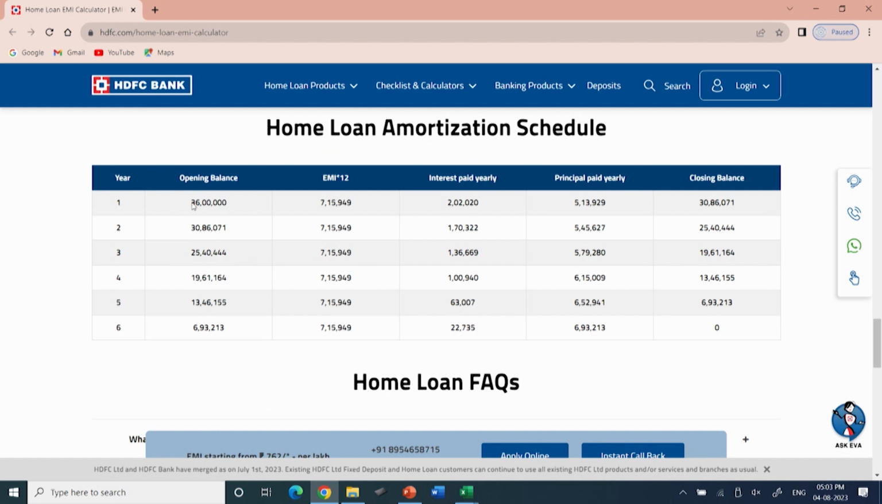So, the initial investment was 36 lakhs. The annual EMI that I would be paying would be around 7,15,949 rupees. And out of this, in the initial few years, I would be paying a good amount of interest. So, out of this 7 lakh that I pay, the interest would account for around 2 lakh rupees, and 5 lakh rupees would be the principal payment. And this interest would keep on reducing in the future years, whereas the principal payment keeps on increasing in the future years. So, this is the normal way in which loans are offered.